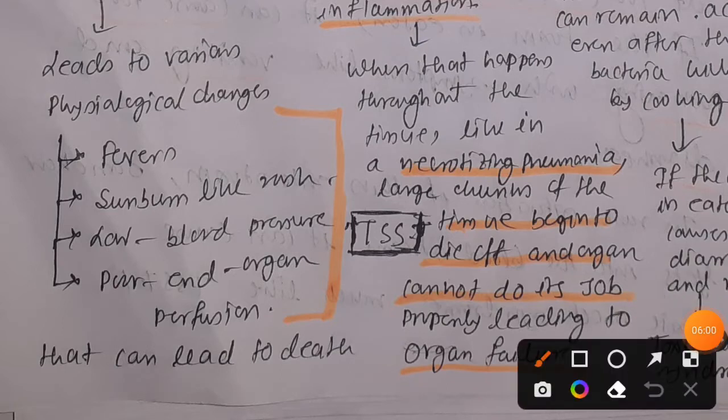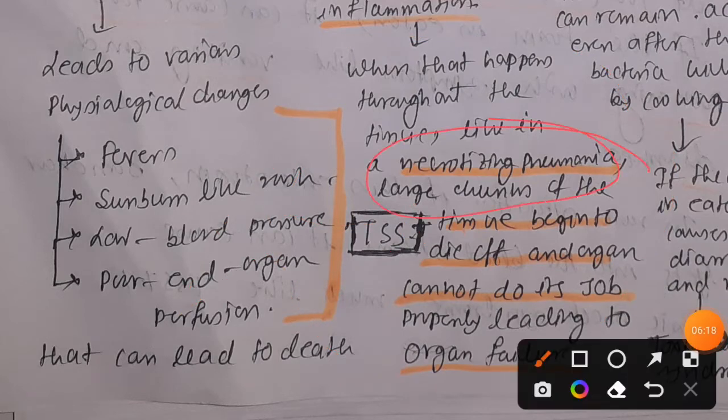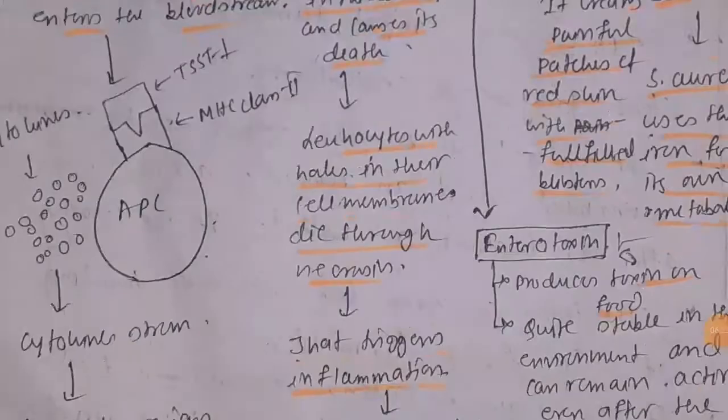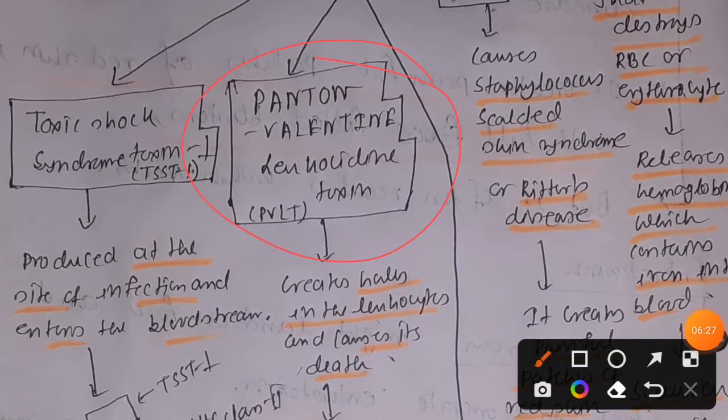So as leukocyte cells have pores in their cell membrane, they will facilitate damage in the tissue, and this tissue damage will ultimately facilitate the failure of the organ, because as most of the tissues are facing necrosis, the organ cannot do its job properly. So that is the Panton-Valentine leukocidin toxin. The job of Panton-Valentine leukocidin toxin is to create pores in the leukocyte cell membrane, which facilitates the necrosis of the leukocyte.